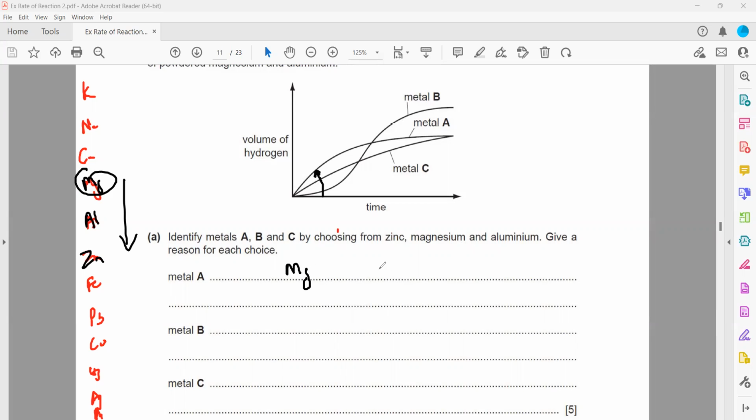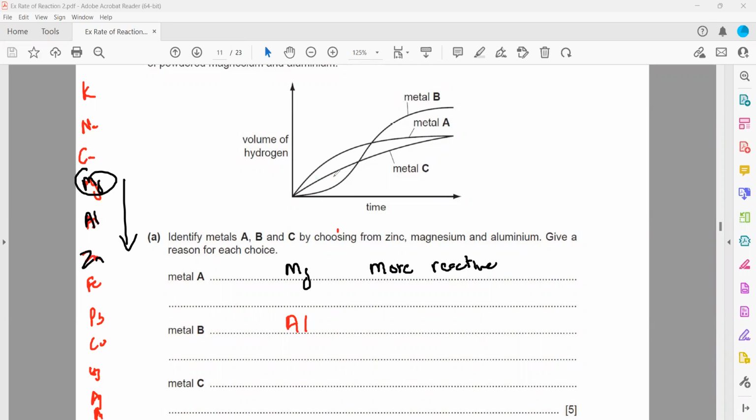And the reason is that it is more reactive. That is the first point. Then aluminium and zinc. Which one has the slope in second place, metal B or C? Aluminium. So metal B should be aluminium. And why? You can see what you observe: first the reaction was slow and then the reaction became fast.